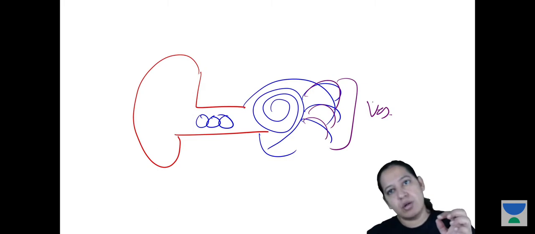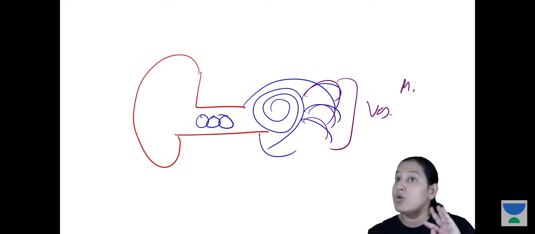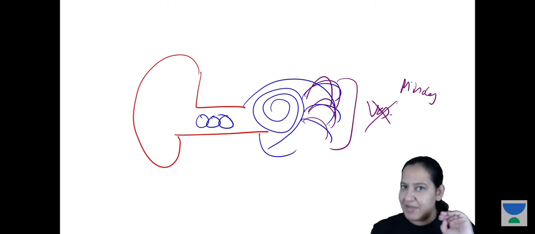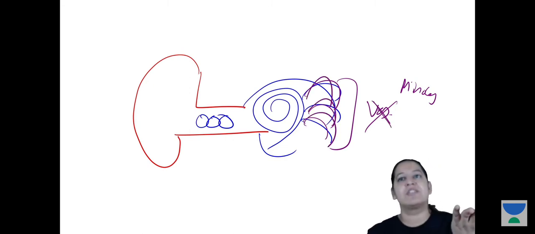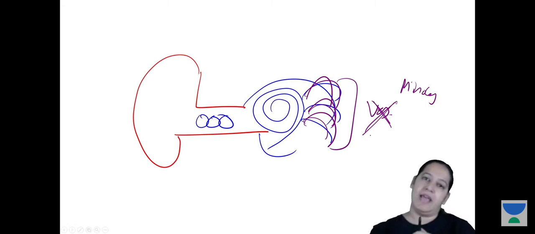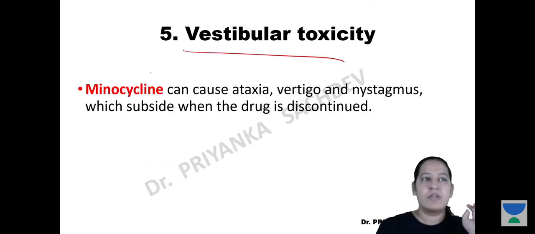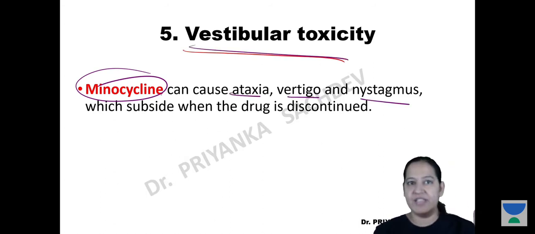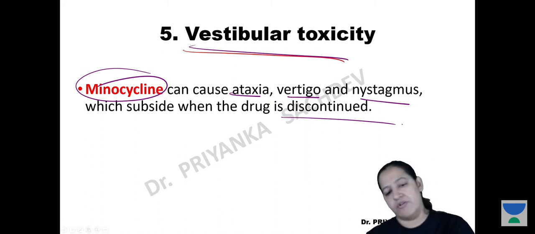It is not all tetracyclines. Minocycline causes vestibular toxicity. It will damage these semicircular canals and cause vestibular toxicity, and the patient will have imbalance or vertigo and dizziness if a very long course is taken. So minocycline causes ataxia, vertigo and nystagmus because of vestibular toxicity. Done. And if it happens, you have to discontinue the drug. Give me a thumbs up.